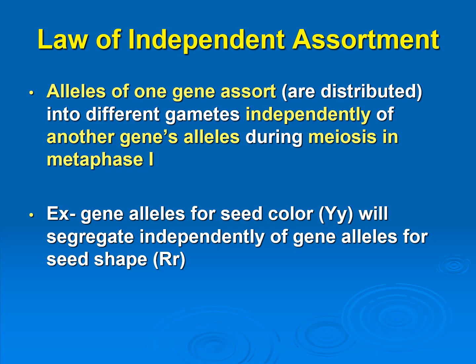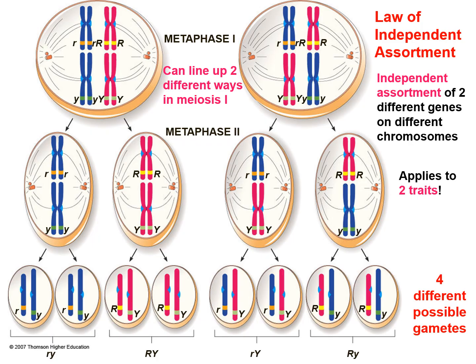So for example, if we look at two different genes, one gene coding for seed color and another gene coding for seed shape. Let's take a look at this in a picture. The law of independent assortment occurs during meiosis, and this is because during metaphase 1 we get independent assortment of two different genes that are on different chromosomes.